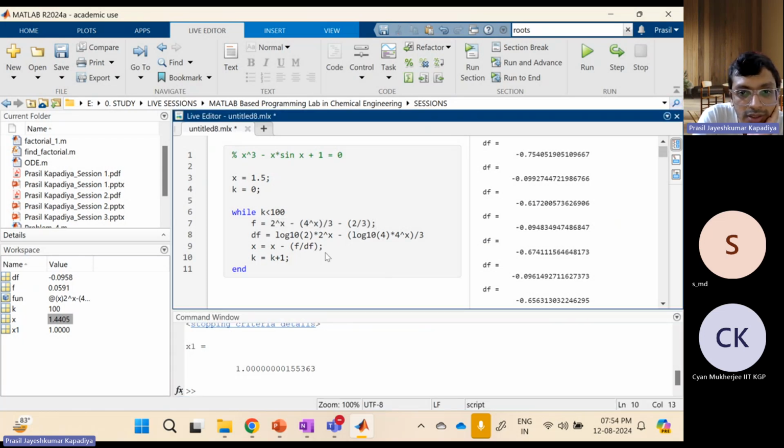E raised to x, e raised to x into log a. Hmm. Maybe it requires more iterations. I just want to try it. Or maybe for this initial guess of 1.5, it's not working. Let's say I'm going with 0.